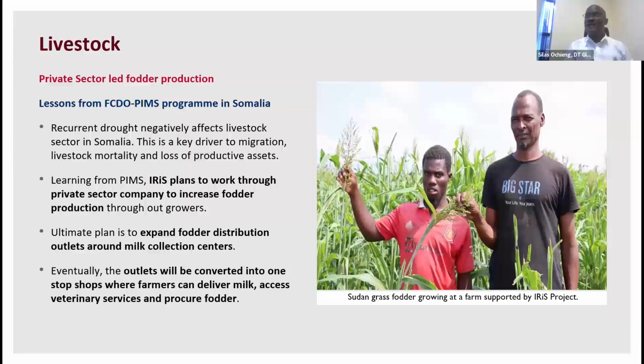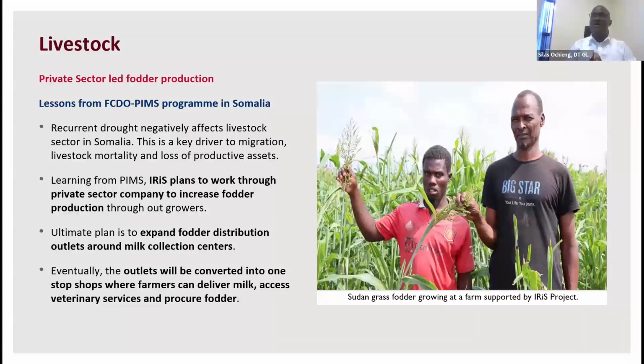So we're working with one company for a start, just to pilot this model, whereby this company invests in the rural collection centers, and marginalized households are able to deliver the milk. The benefit to this is that the company will be able to increase its milk sourcing capacity and at the same time train the smallholders who are delivering milk in the collection centers.